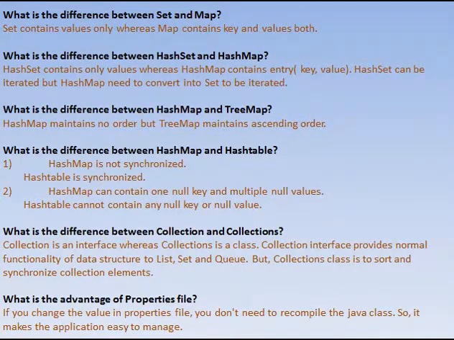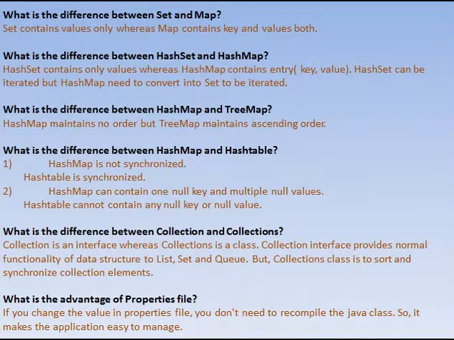What is the difference between HashMap and Hashtable? 1. HashMap is not synchronized. Hashtable is synchronized. 2. HashMap can contain one null key and multiple null values. Hashtable cannot contain any null key or null value.